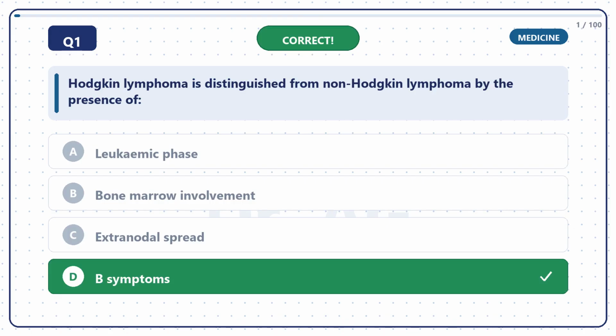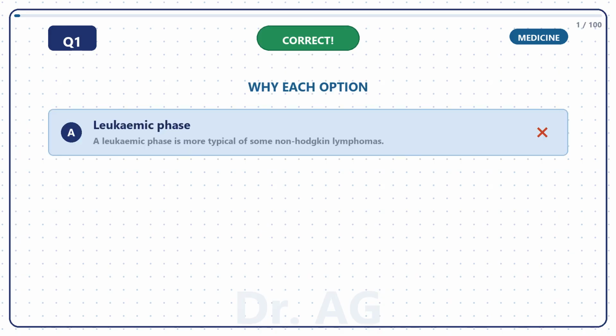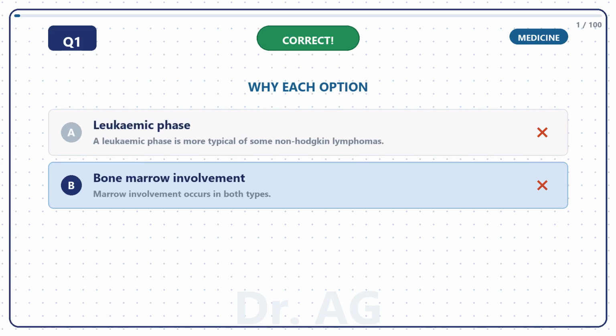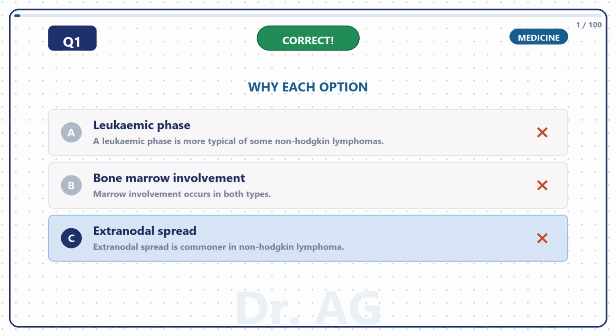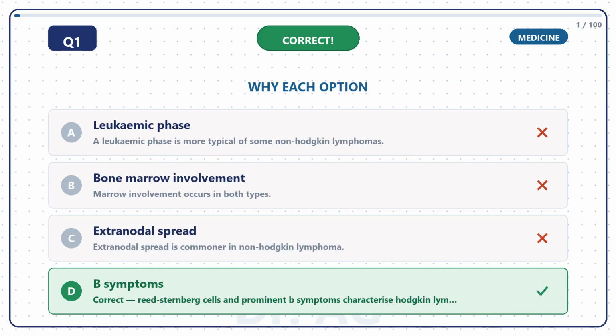B symptoms. Let's go through the options. Leukemic phase. A leukemic phase is more typical of some non-Hodgkin lymphomas. Bone marrow involvement. Marrow involvement occurs in both types. Extranodal spread. Extranodal spread is commoner in non-Hodgkin lymphoma. And the correct answer is B symptoms. Correct. Reed-Sternberg cells and prominent B symptoms characterize Hodgkin lymphoma. Defining feature is the Reed-Sternberg cell. So, the right answer is option D.